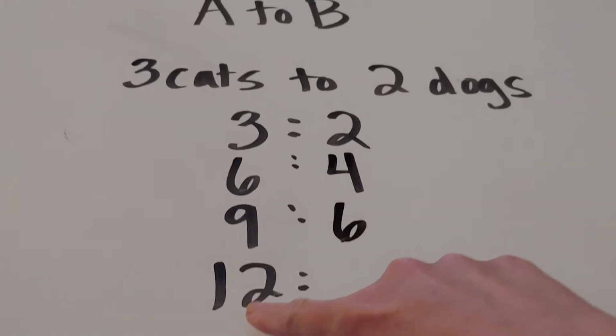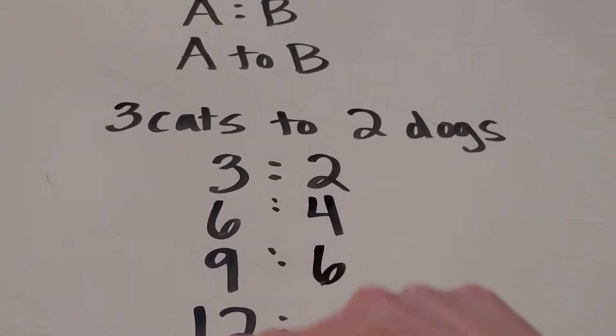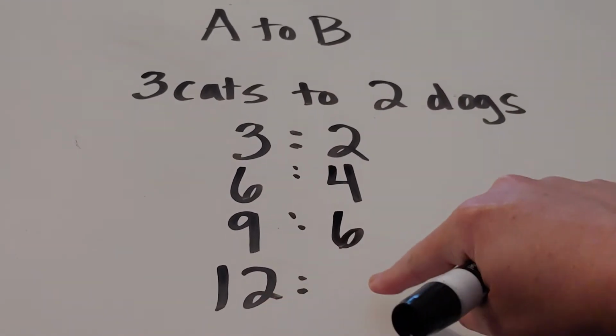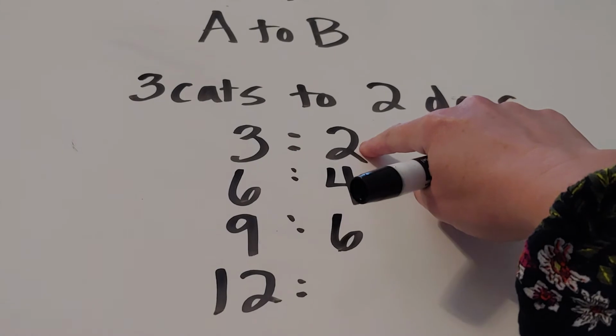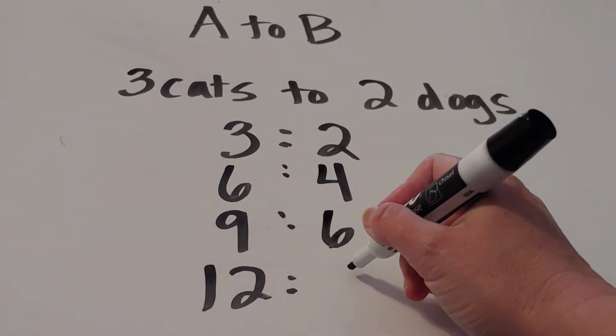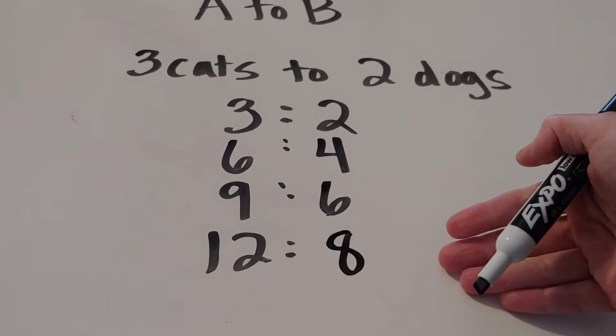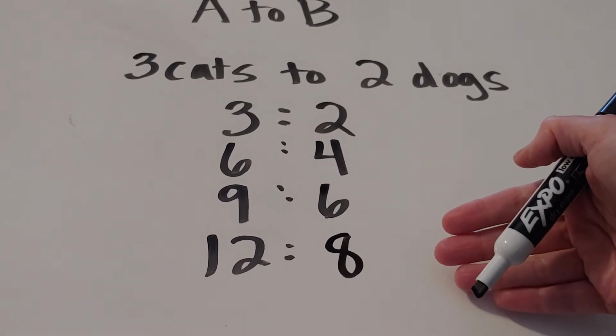Okay, let's try one more. So if I had 12 cats, 3 times 4 is 12. To keep the same ratio, I need to do 2 times 4. So 2 times 4 is 8. As you can see, we have some lovely patterns, and your students will probably really enjoy looking at patterns.